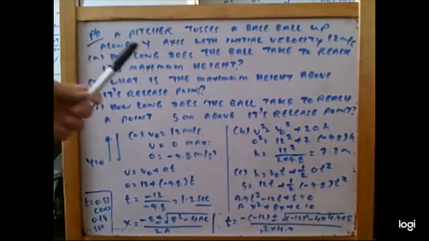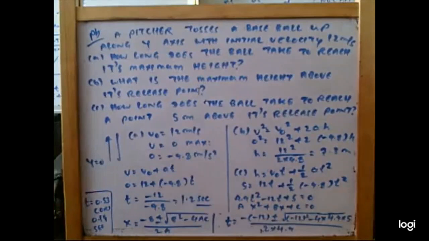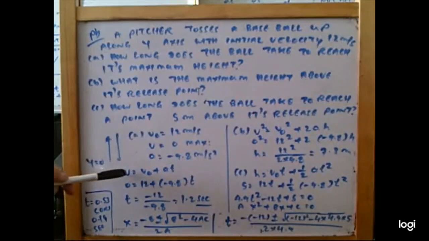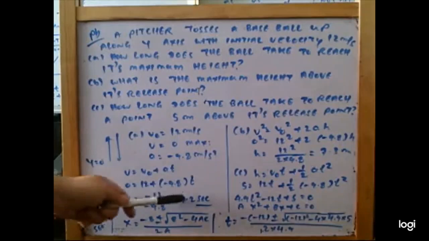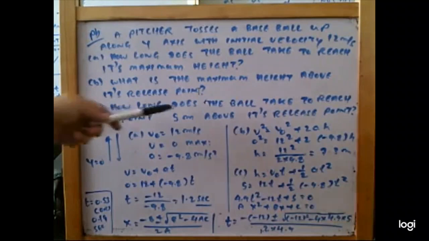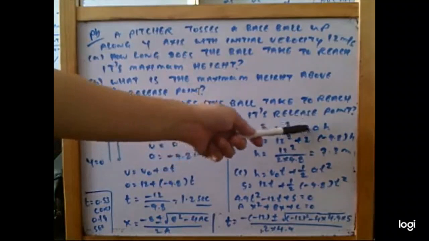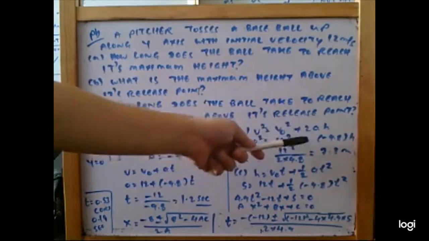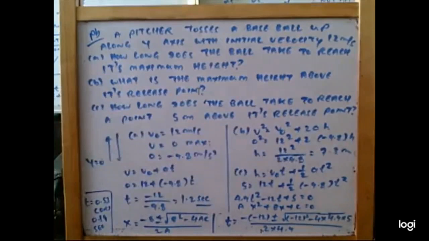So first, the initial velocity is 12 meters per second. When it reaches the maximum y, the final velocity will be 0. Acceleration is against gravity, so minus 9.8 meters per second squared. So we write down v is equal to v0 plus at. So 0 is equal to 12 plus minus 9.8t. So t is going to be 1.2 seconds. And second, the maximum height. So v squared is going to be v0 squared plus 2ah. So final velocity is 0 squared, initial velocity 12 squared, and a is minus 9.8. So here you get h is 7.3 meters.